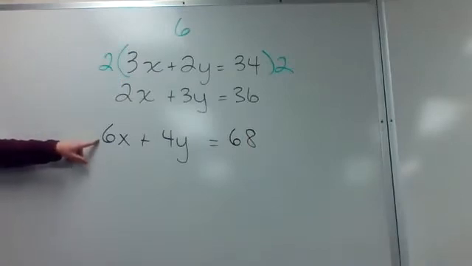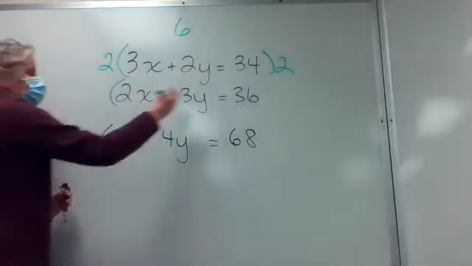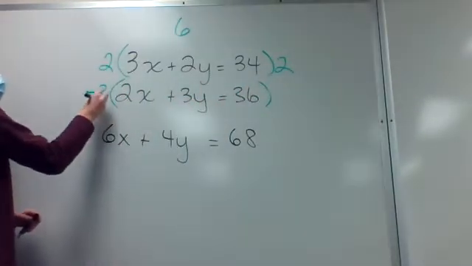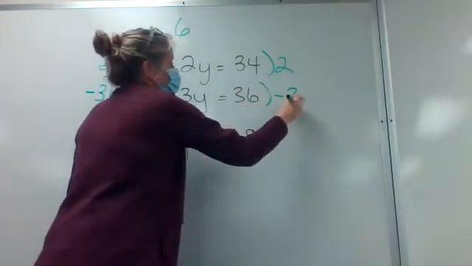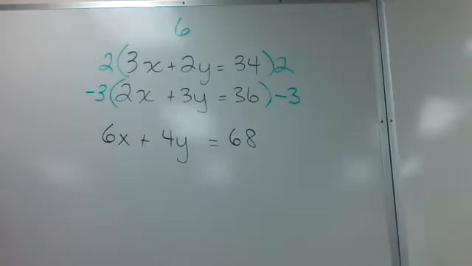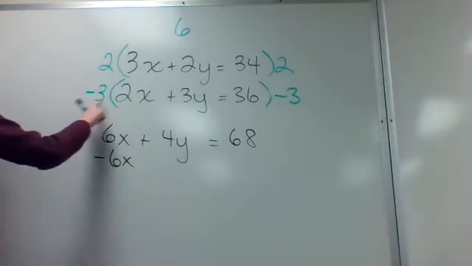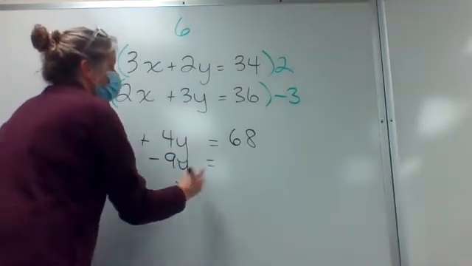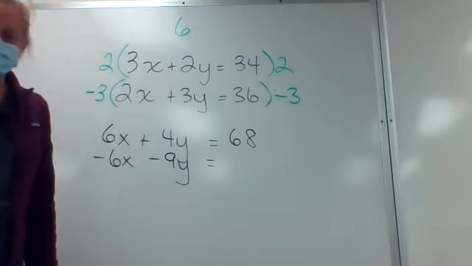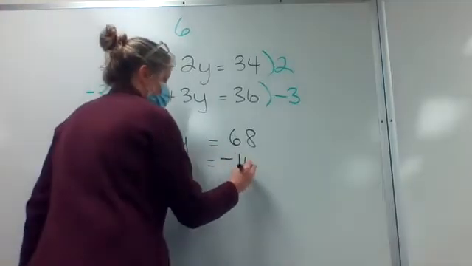So if I made this one the positive 6x, this x needs to be negative 6. So I'm going to multiply both sides of this equation by negative 3 to turn that into negative 6. Negative 3 times 2 gives me negative 6x. Negative 3 times positive 3 gives me negative 9y equals negative 3 times 36, which is negative 108.